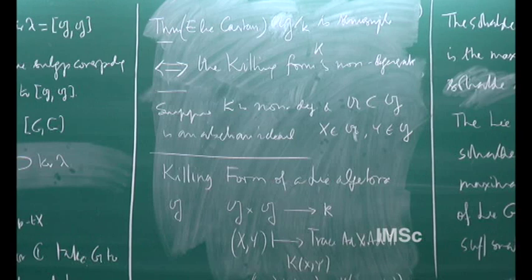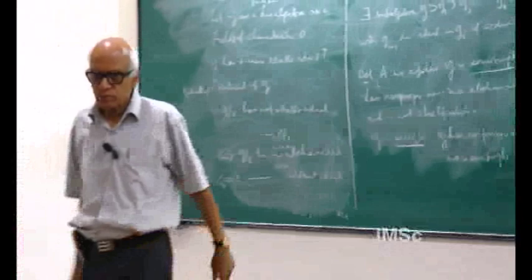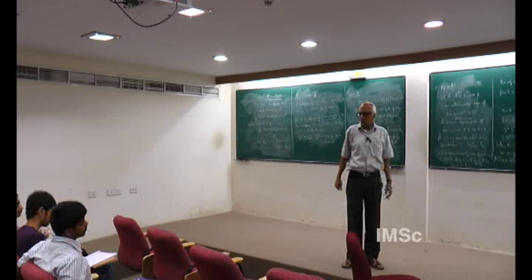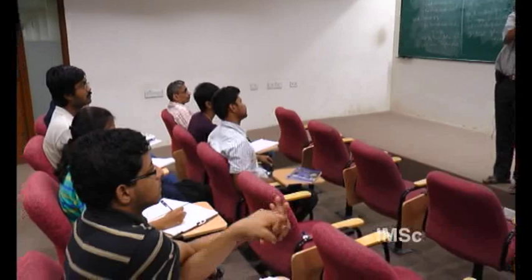It's considerably delicate. It's one of the central theorems in the structure theory. And I'm not going to prove it now, because it takes time to prove. But that holds the key to the whole thing. And once you have that the Killing form is non-degenerate, what happens? We have a bilinear form, so you can talk of the orthogonal complement of any subspace, that is, all vectors which are orthogonal to the subspace with respect to the Killing form.